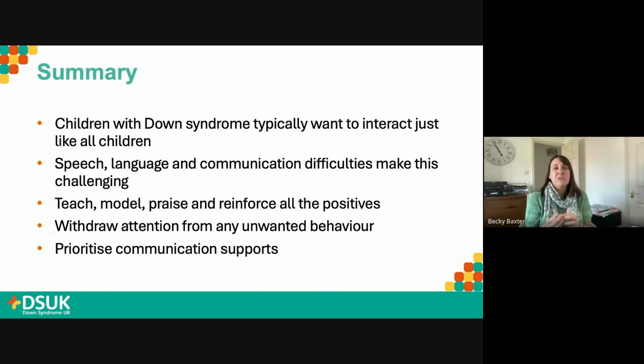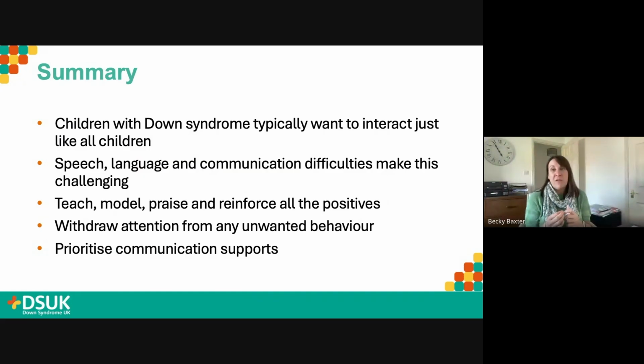Right, I haven't left very long for questions, sorry. So just to summarise, children with Down syndrome typically want to interact just like all children, but speech, language and communication difficulties make this more challenging. So we've got to teach, model, praise and reinforce all the positives. We don't spend enough time teaching all those positives and new skills.